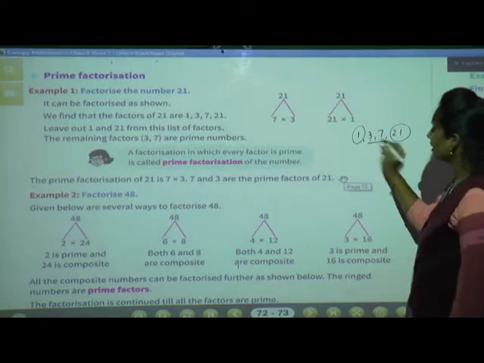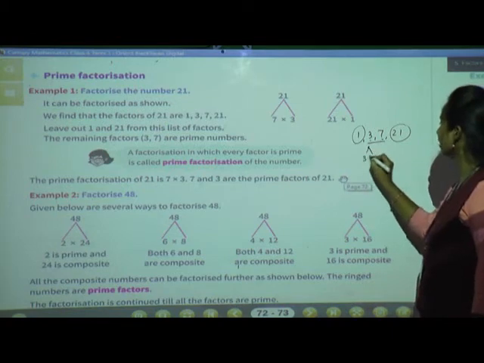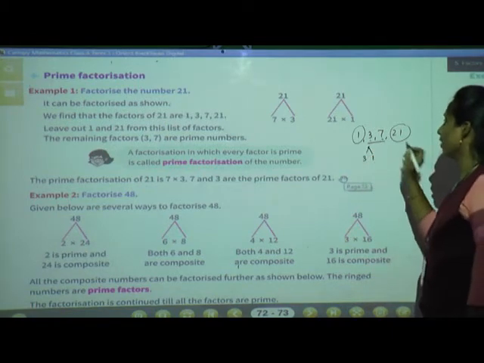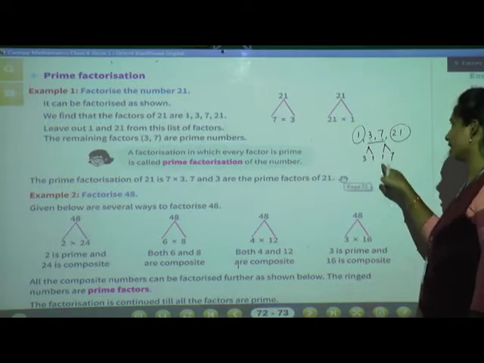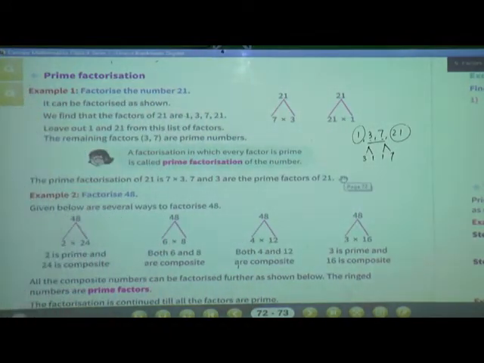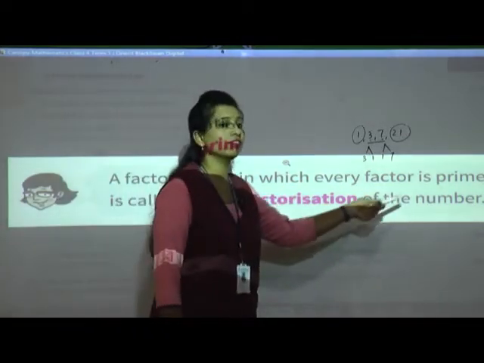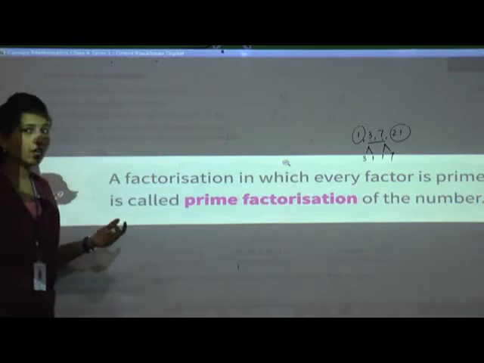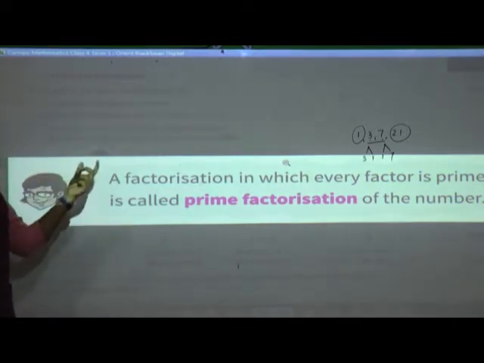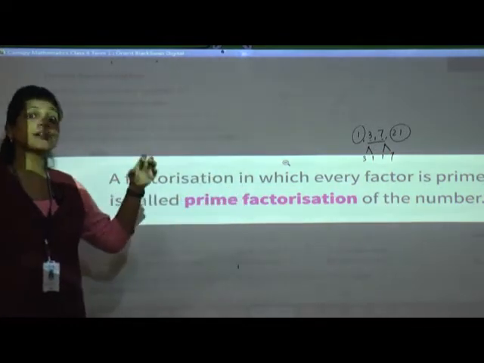Now these are what? Can you see? 3 is a prime number. Even 7 is also a prime number, because 3 has only two factors, that is 3 itself and 1. Even 7 has only two factors, that is 1 and itself. Isn't it? So here, prime factorization is a factorization in which every factor is a prime, and it is called prime factorization of the number. So whenever we find the factors of the number, if those numbers are prime, it means every factor is a prime number.